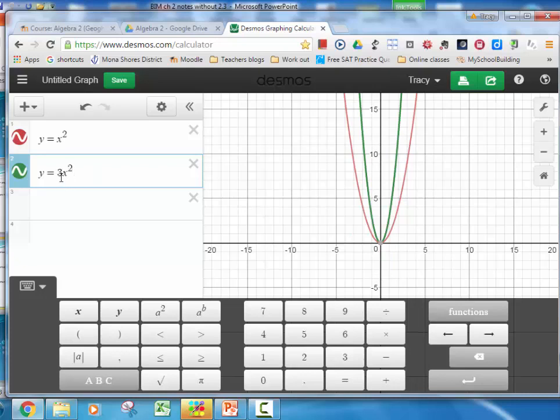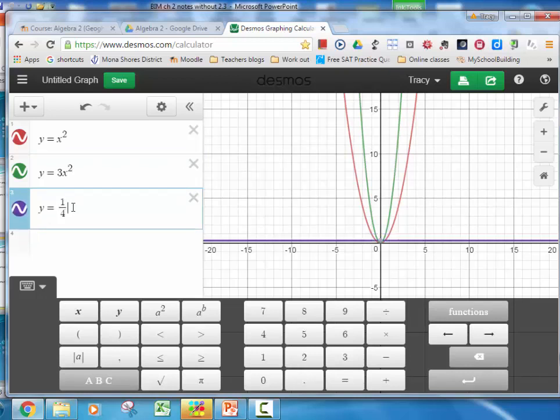So now if I put a numeric number in front of x squared, for example 3, notice what happens. It gets what we call narrower. And let's put in a fraction there. So now the purple one is getting a lot wider. So numbers out in front make it skinnier or wider. Numbers inside the parenthesis move it left and right. And numbers outside the parenthesis at the end make it up and down.